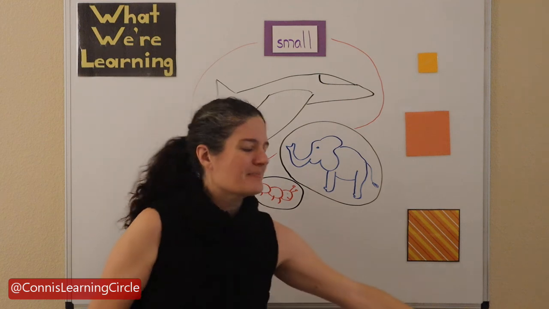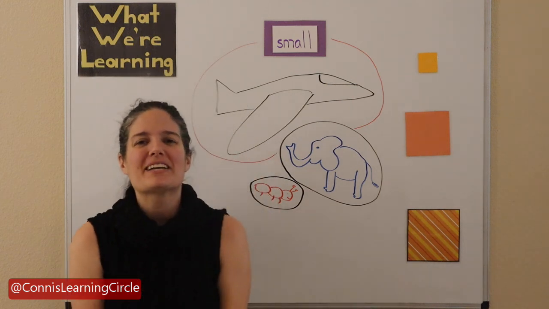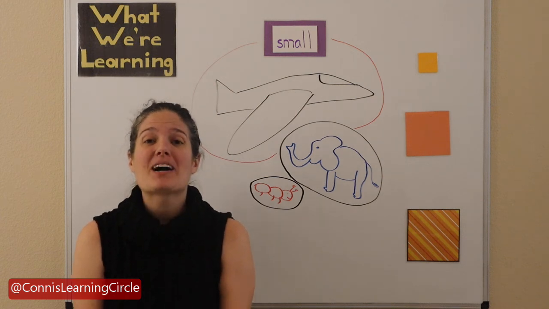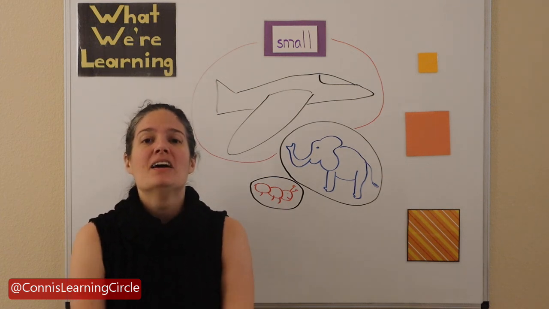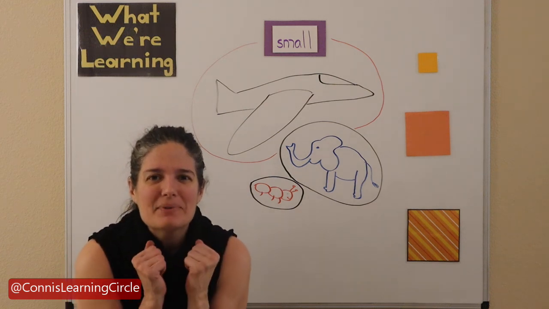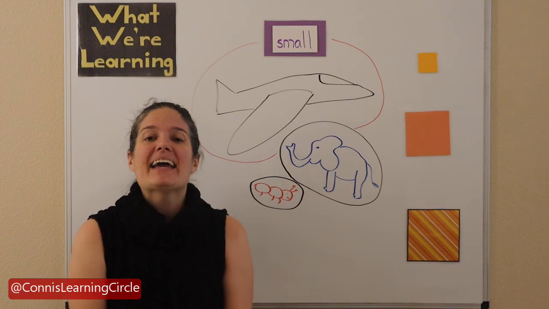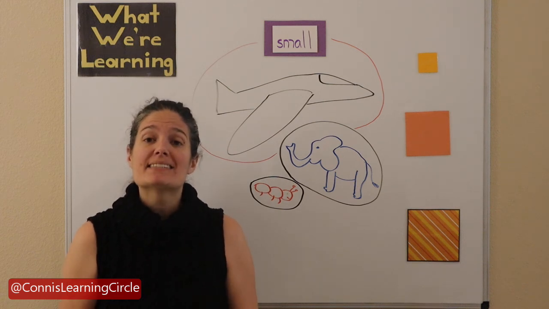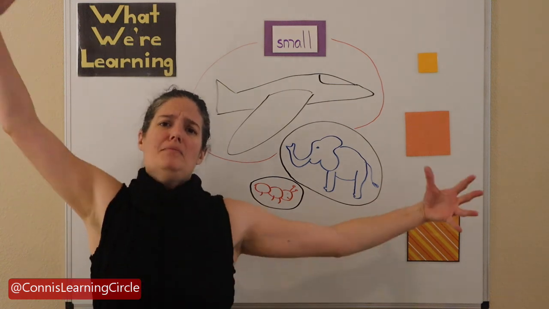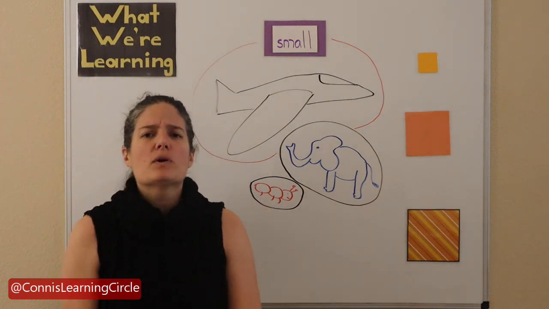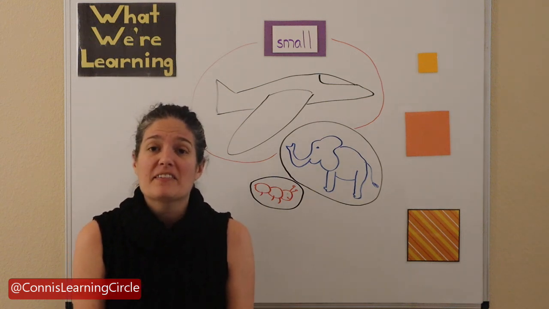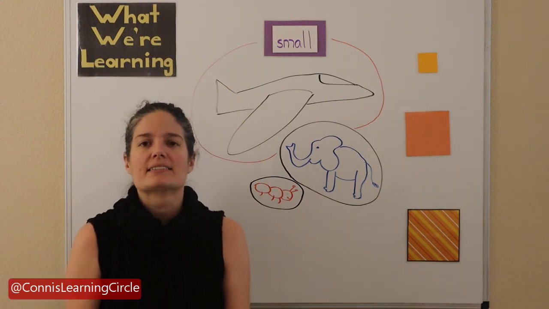Awesome job. Thank you so much for coming and learning more about our comparing words with me today and about our concept of small. We learned that when we call something small, we are saying that it takes up less space, right? And our word small is the opposite of big, because our word big means it takes up more space, and our word small means it takes up less space. They're the opposite of each other. They mean two different things.